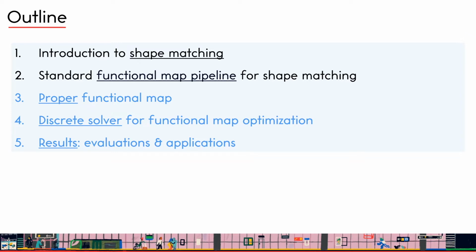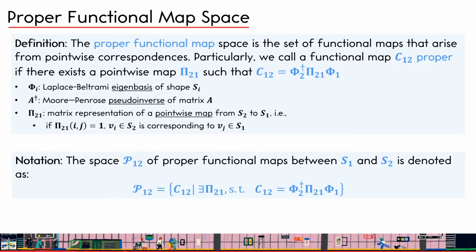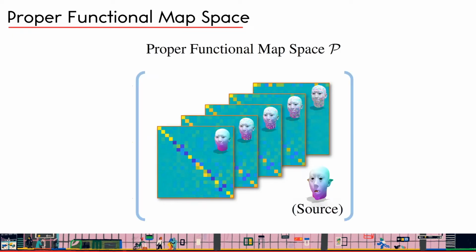We first introduce the concept of proper functional map. A functional map is proper if it arises from a pointwise map, which means there exists a pointwise map pi such that this equation colored in blue holds. Here phi are the Laplace-Beltrami eigenbases of shape S. We can collect all these proper functional maps and denote the corresponding proper functional map space as P. Note that this space is discrete and exponential in size, since it consists of the functional maps that arise from pointwise maps.